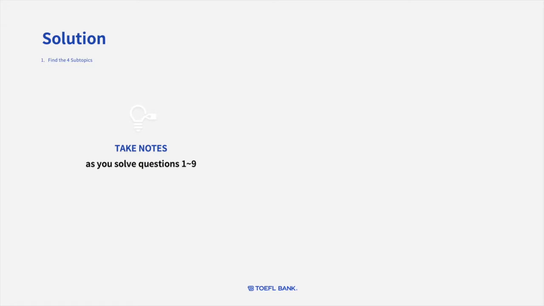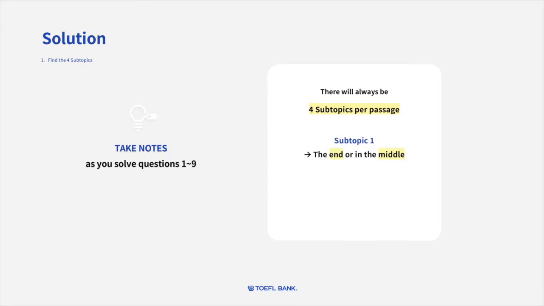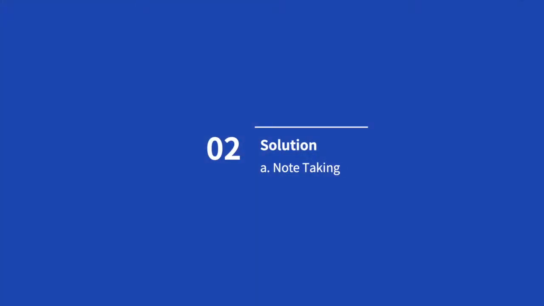In a nutshell, throughout 4 to 5 paragraphs in a reading passage, there are 4 subtopics. Subtopic 1 will be in the end or in the middle of the paragraph, and the rest will be found either near the top of the paragraph or distributed in 2 paragraphs. Now here's a sample question we'll be solving together, but do not solve the problem yet. Only take notes of the subtopics and we'll be looking at how to select correct answer choices together.